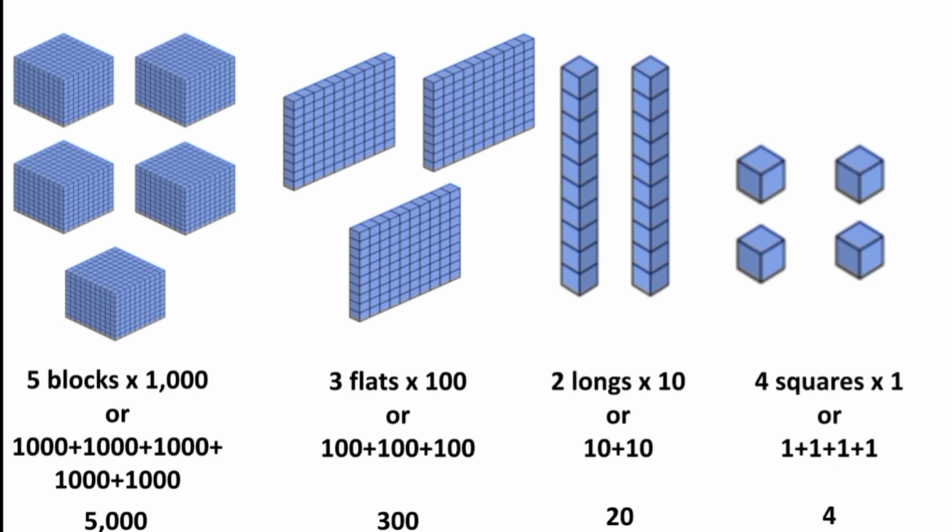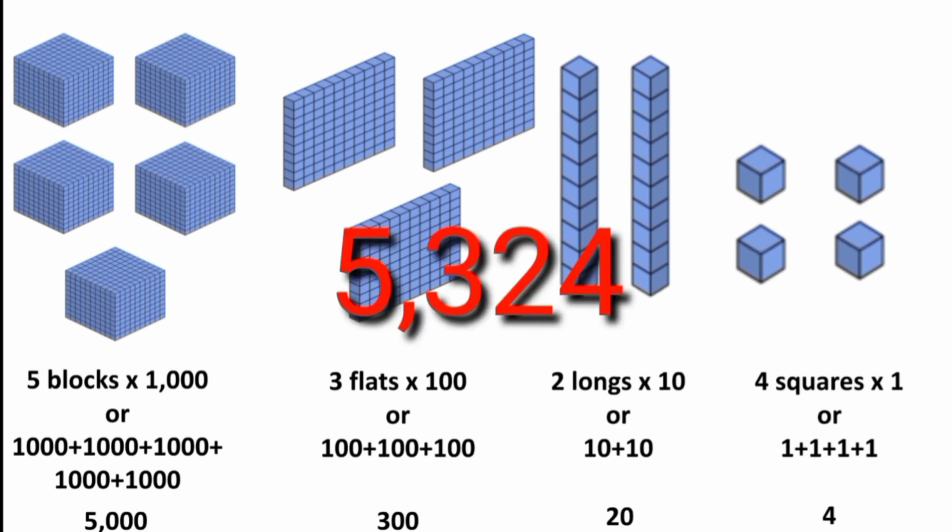Let's now go back to the question a while ago. How many floor tiles does Month 1 need? To get the answer, let's just add all the total numbers that these illustrations represent. So we add 5000 plus 300 plus 20 plus 4, then the answer will be... Excellent! The answer is 5324. So, 5324 is the total number of floor tiles needed by Month 1.